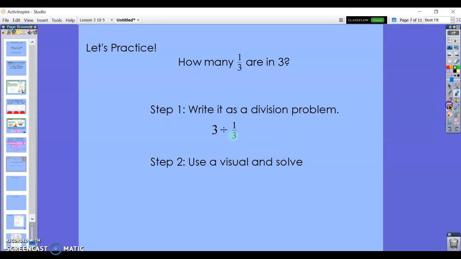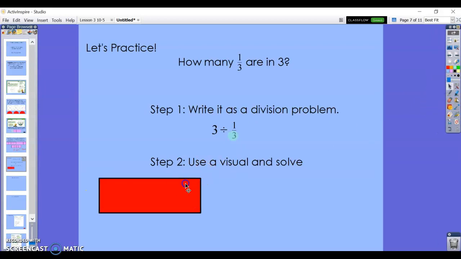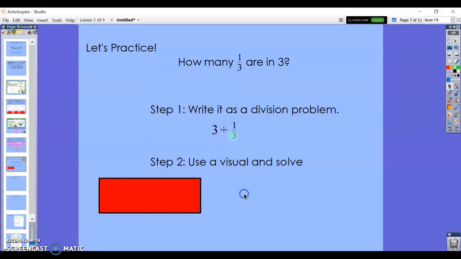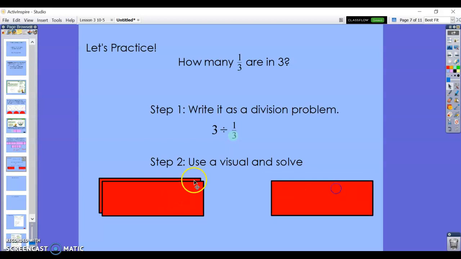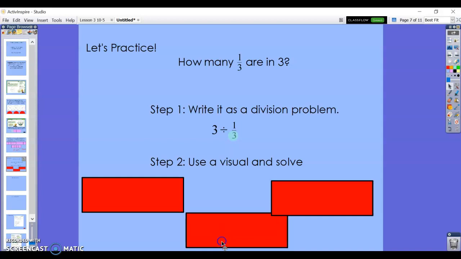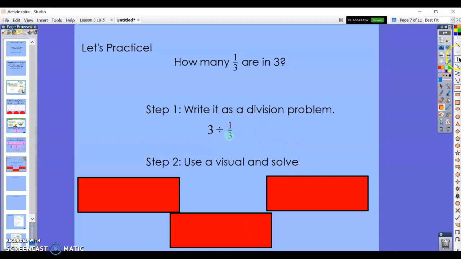So I'm now, step 2, going to use a visual to solve. So my whole is 3. That's what is going to tell me how many wholes to draw. So I'm going to draw 3 equal-sized rectangles. Okay, I need them to be the same size so that I can make sure my wholes are equal. And my denominator told me I'm going to split them into 3 equal parts.